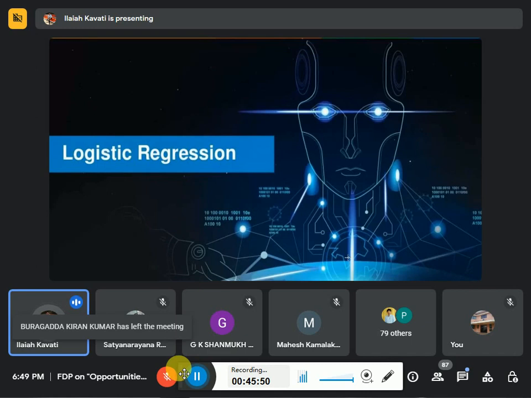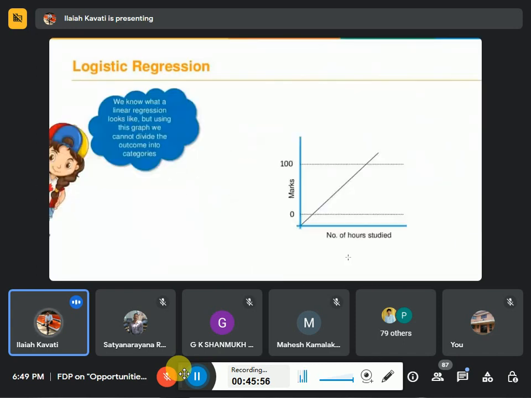Now, this is linear regression. Now coming to logistic regression. This is another regression model. I'll take one example. I'll quickly finish this because we have 40 minutes left. Anyway, I'll finish this one in 10 minutes.